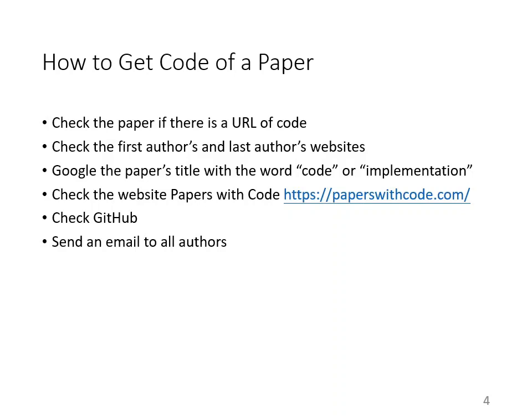So we can check their website, in particular the first author's, because usually the first author is the person who implements the algorithm. Otherwise, check the corresponding author, because usually the corresponding author is the advisor of the first author, if the first author is a student. Otherwise, Google it. Sometimes there is a third-party implementation of the algorithm. Otherwise, check the website Papers with Code.